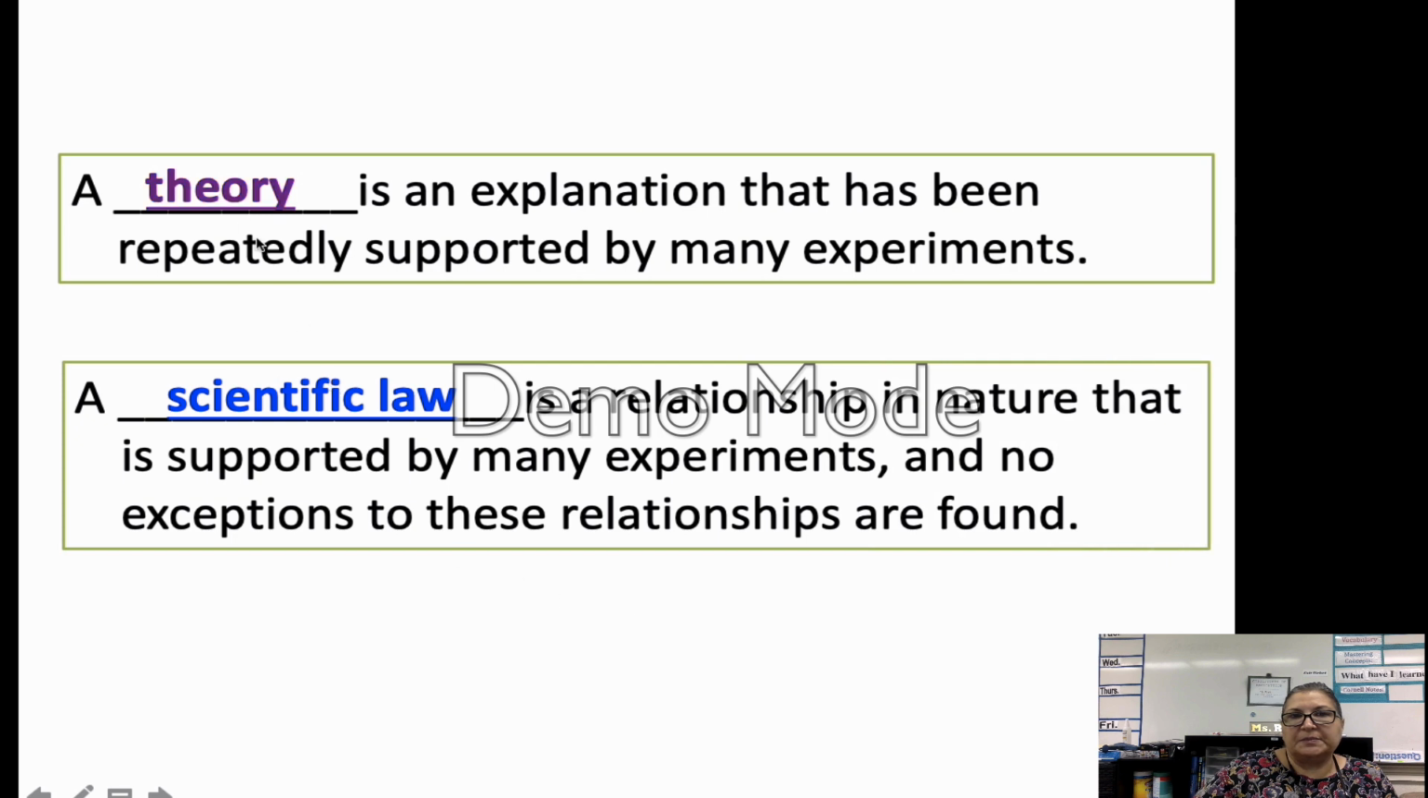Theory: an explanation supported by many experiments, still subject to new experimental data, can be modified, and is considered valid if it can be used to make predictions that are proven true. So we work on experiments and we can modify it. Scientific law describes a relationship in nature that is supported by many experiments. Once you support it with evidence and the scientists agree to it, then it becomes a law and accepted theory.